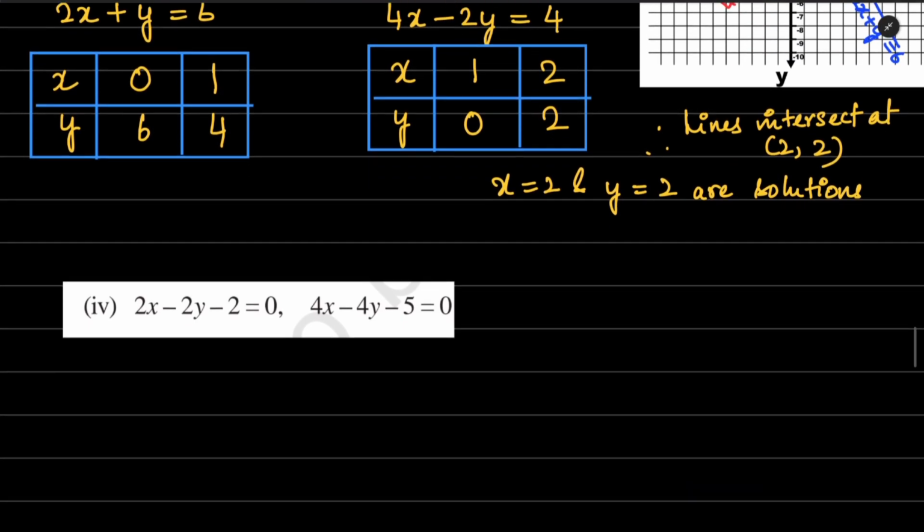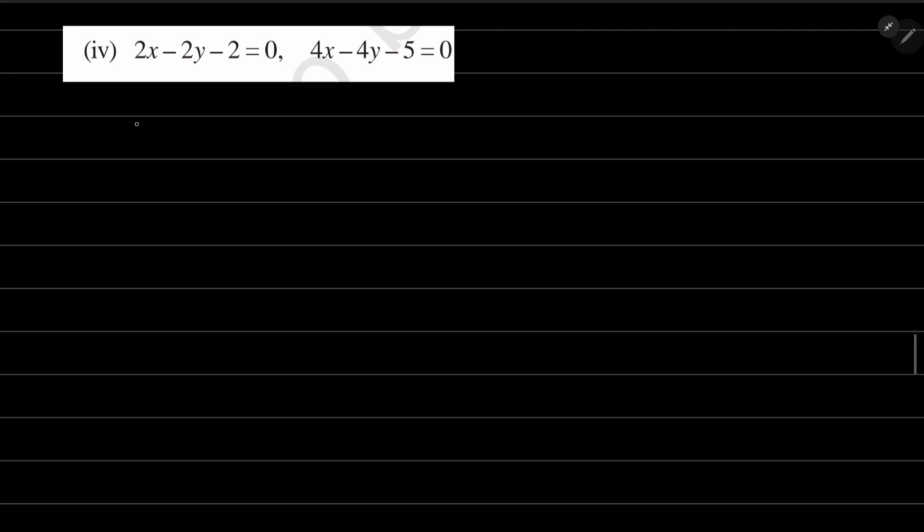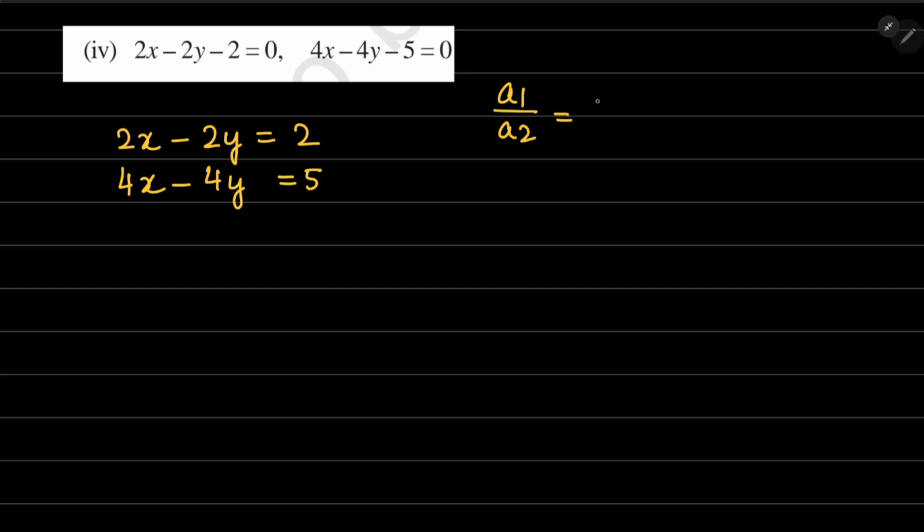Now moving on to the fourth one. Again, let's do it the same way. So 2x minus 2y equal to 2 and 4x minus 4y equal to 5. If you take the ratios, what do you get? A1 by A2 is 2 by 4, which is 1 by 2. What is your B1 by B2? Minus will get cancelled again. It's 2 by 4, which is 1 by 2. And your C1 by C2 is nothing but 2 by 5.